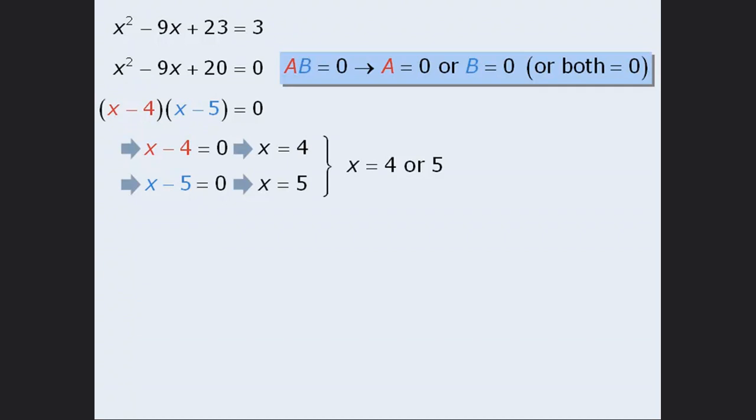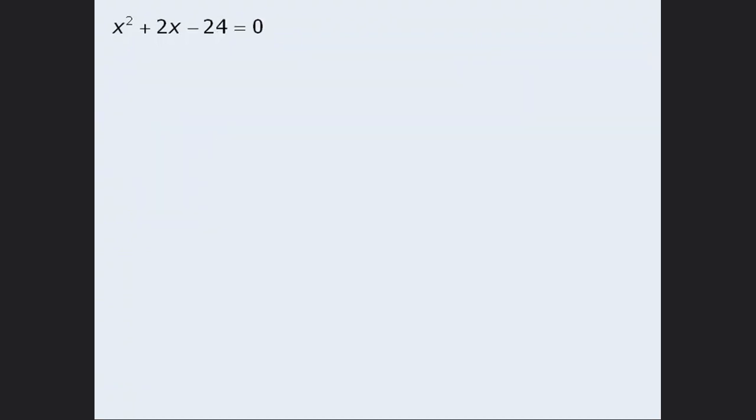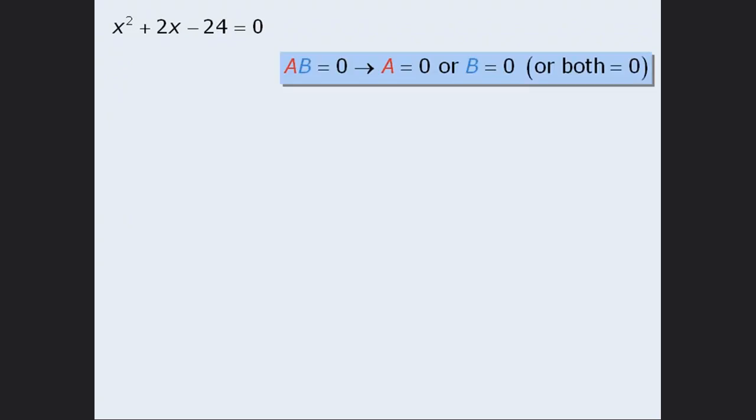You will find that most quadratic equations will have two possible solutions. Alright, let's solve another one. This equation is already set equal to 0, so we can apply our rule if we are able to factor the left-hand side here. When we factor the left-hand side, we get x plus 6 times x minus 4 equals 0. Now that the equation is in the form something times something equals 0, it must be the case that the first something equals 0, or the second something equals 0.